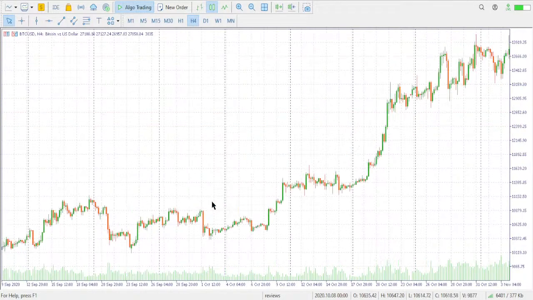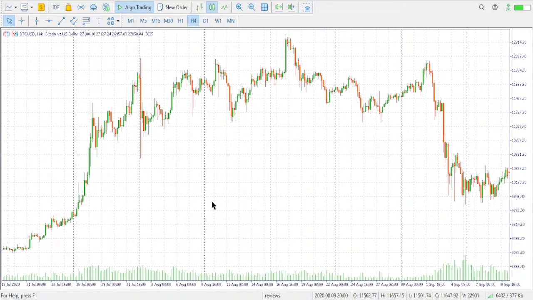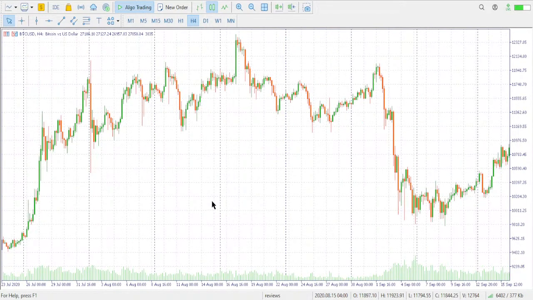I will get another example. So far we've been getting a lot of buy examples. Let's look for a sell example like this one.